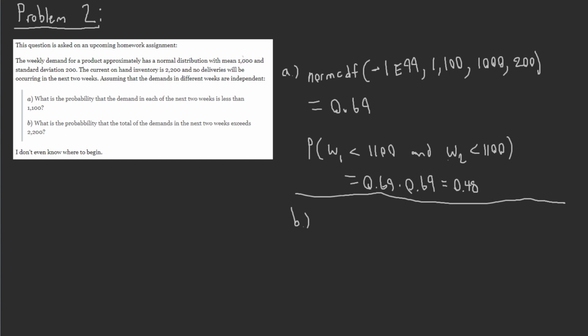And so the sum of these two random variables, say big W1 plus big W2, is going to be normally distributed. And the mean here will just be the sum of the means of both of those distributions. And so that's going to be 2,000.